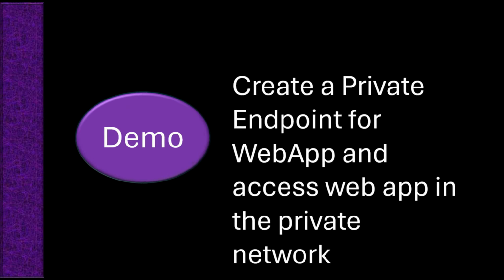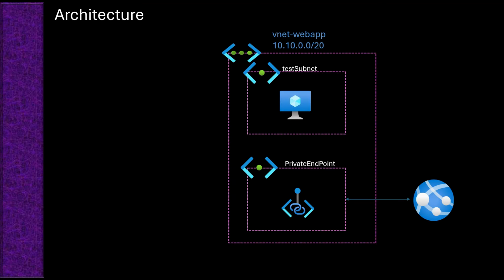In this video, we will create the private endpoint for Webapp and access Webapp in the private network. Before doing that, let's understand the architecture that we're targeting to implement. We've got one virtual network with two subnets in it. One subnet is to host the VM for testing the Webapp locally, in the private network. And the second subnet is for hosting the private endpoint for the Webapp.